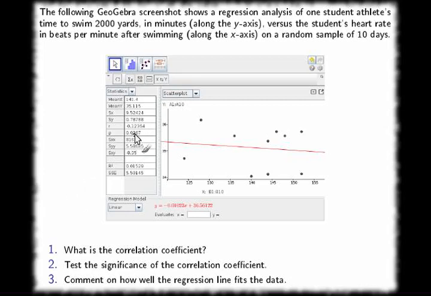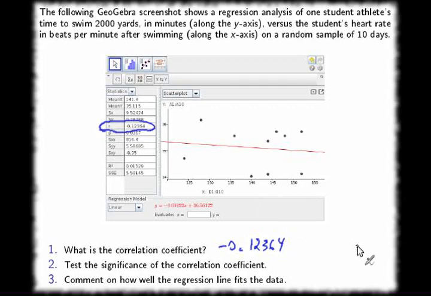I know it's probably not too clear from the video, but the correlation coefficient is right here. It's labeled R. And it's negative 0.1234. Number two, test the significance of the correlation coefficient.